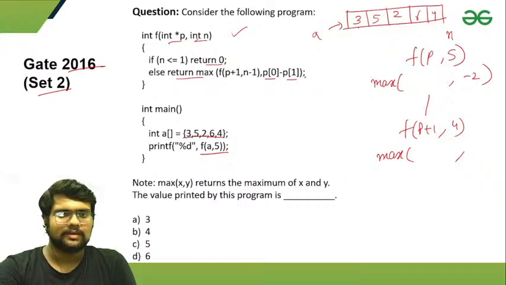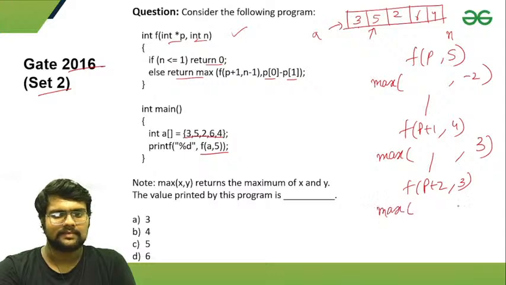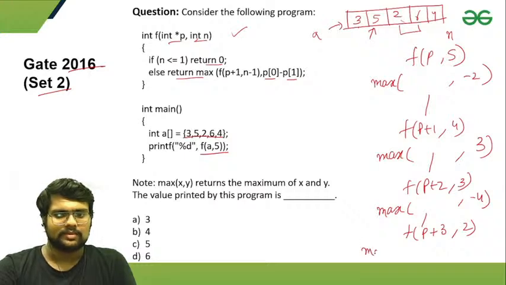So p of 1. So p of 1 is this, so 5 minus 2, so it will be 3. And here the result would come from p plus 1, so it is P of P plus 1, then P plus 1, 2, and it will become 3. Then again we will compute the max here, and the max will be 2 minus 6, so it will be minus 4. Again, P of P plus 3 will be called, and it will become 2. So max of, so here 6 minus 4, so it will become 2.